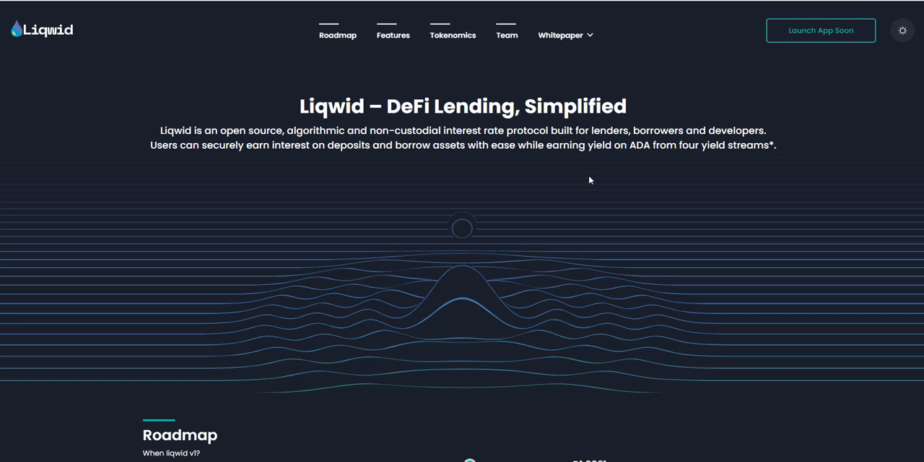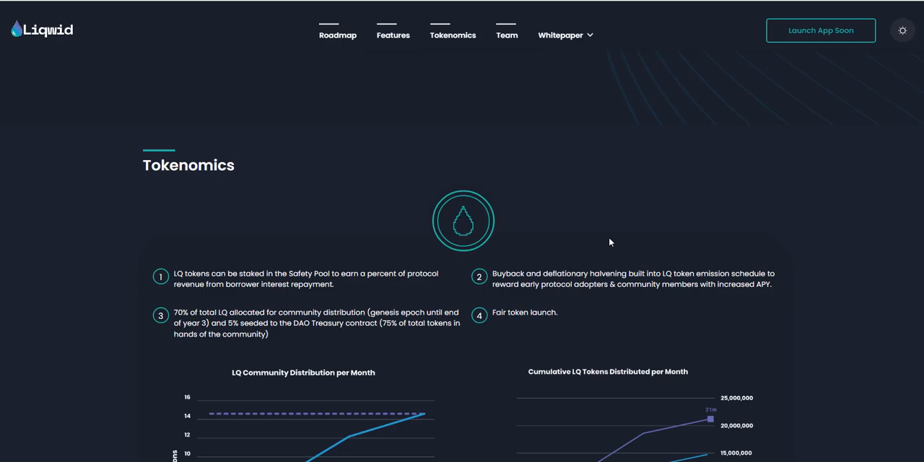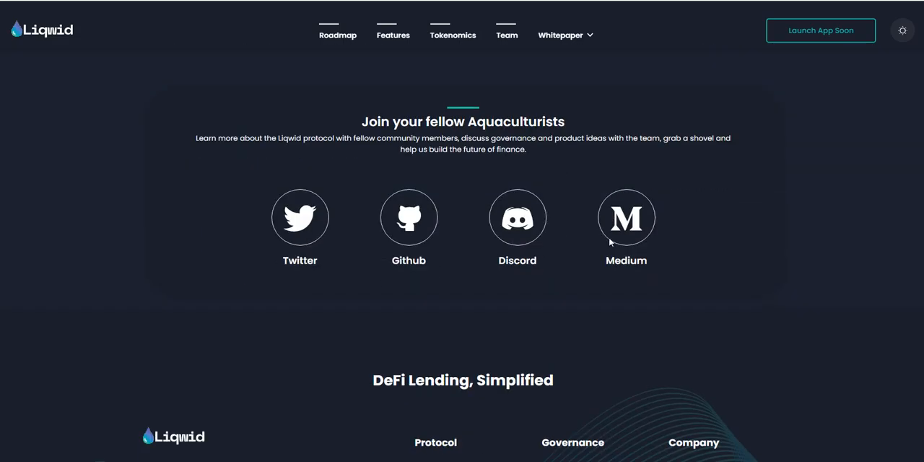So Liqwid defines itself as an open source DeFi protocol on the Cardano blockchain that creates liquidity using algorithms to set the interest rates calculated by the lender and borrower supply of the asset. And you can do different assets on this. I'm going to talk about the example on their website, break it down a little bit.